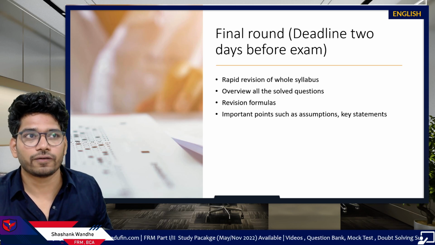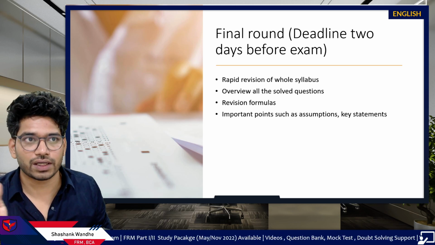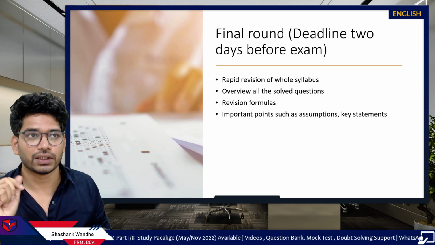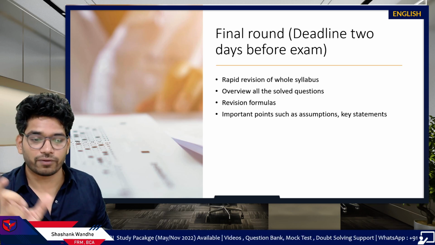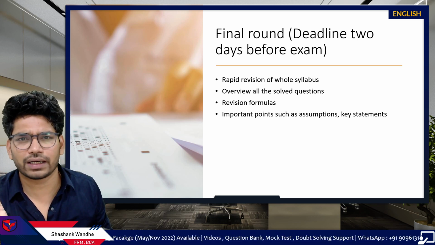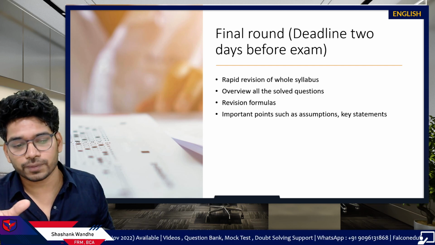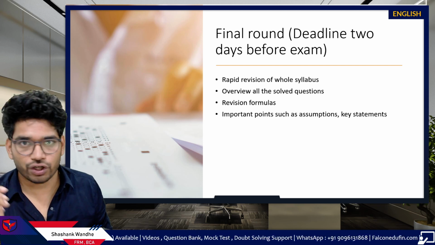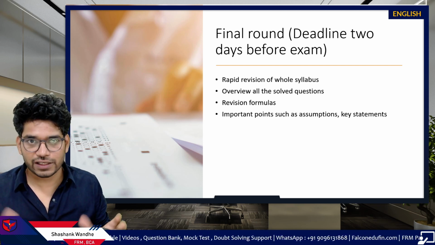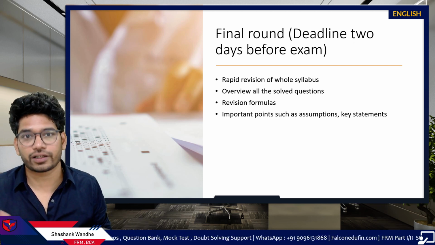Now the final round of revision. The deadline of this revision is just 2 days before the examination. So you have to finish your final round of revision before the examination. You will get approximately 6 or 8 days depending on whenever you are appearing for the exam. So this should be the rapid revision of the whole syllabus. You have to set 3 days for one subject and then you will start revising here.